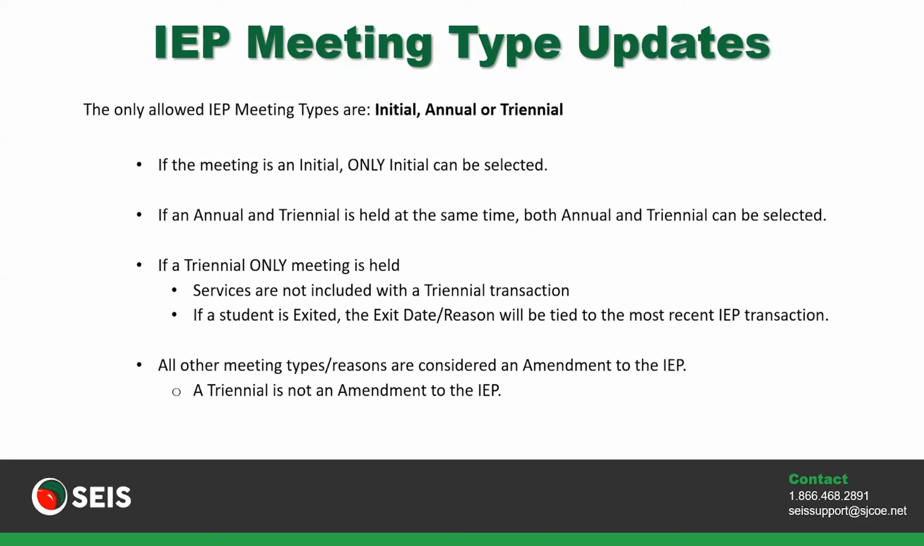Side note as well, triannuals are not an amendment. Triannuals are a full meeting that should be done on the future IEP with triannual being selected. You cannot select a meeting type on the amendment form because you are amending an existing plan, and a triannual is not amending the annual. So that's why you're not able to select triannual through an amendment, which is why a triannual transaction would not be created. That's important, because we do get a lot of questions about that to the help desk as well.